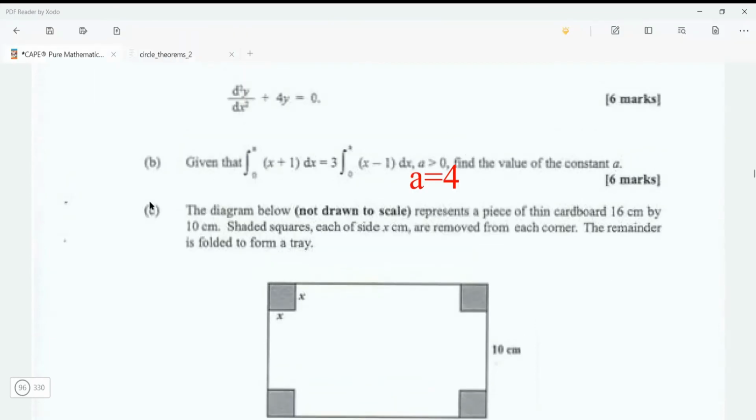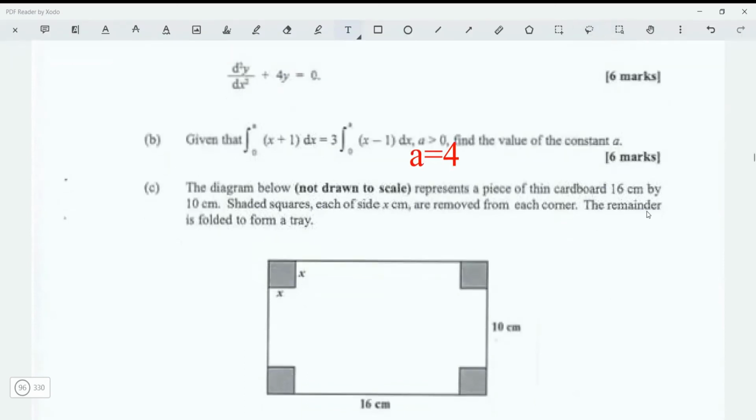we have that the diagram below, not drawn to scale, shows a piece of thin cardboard, 16 centimeters by 10 centimeters. The shaded squares, each of side x centimeters, are removed from each corner. The remainder is folded to form a tray. So why would you need to remove them? I don't know. Let's find out why now.